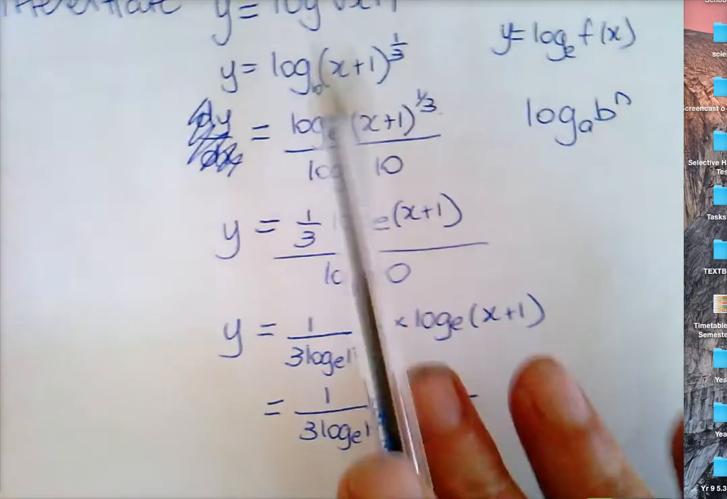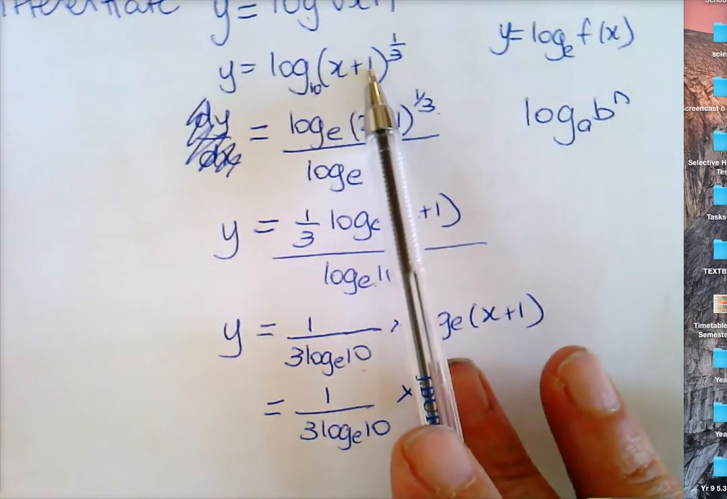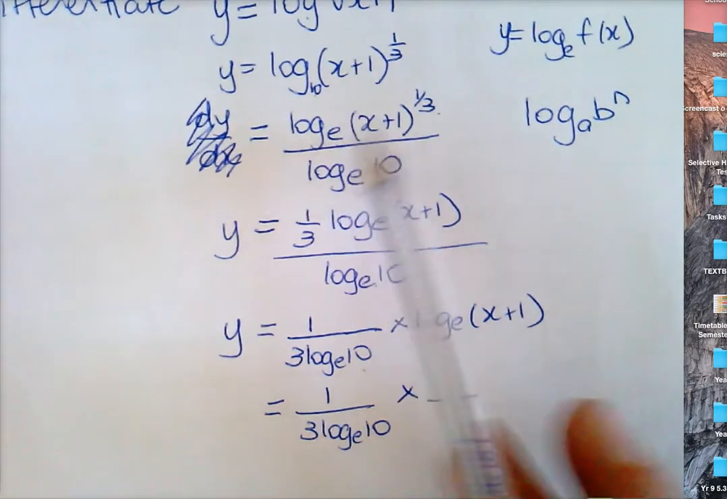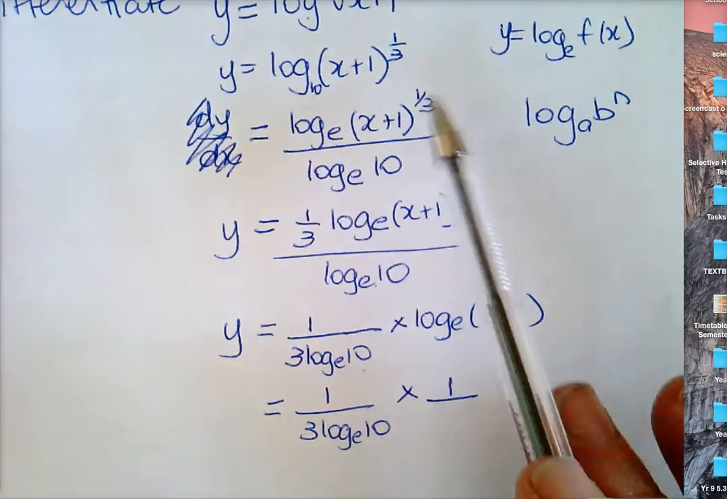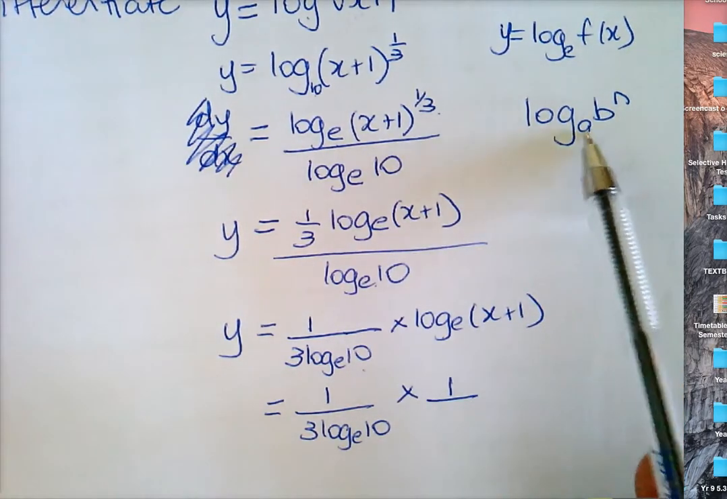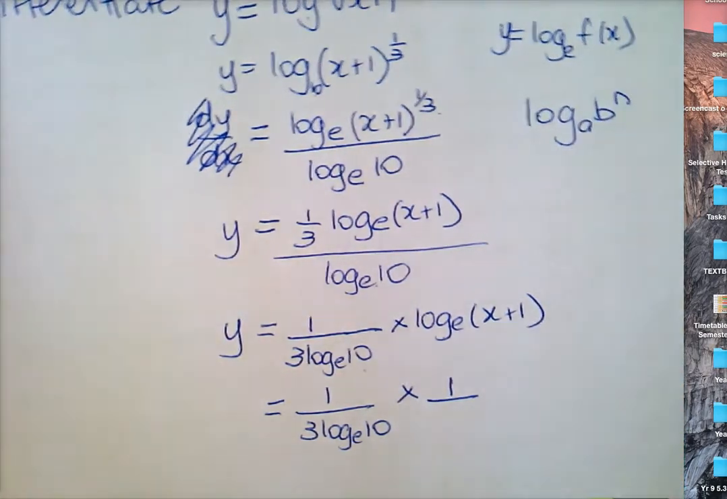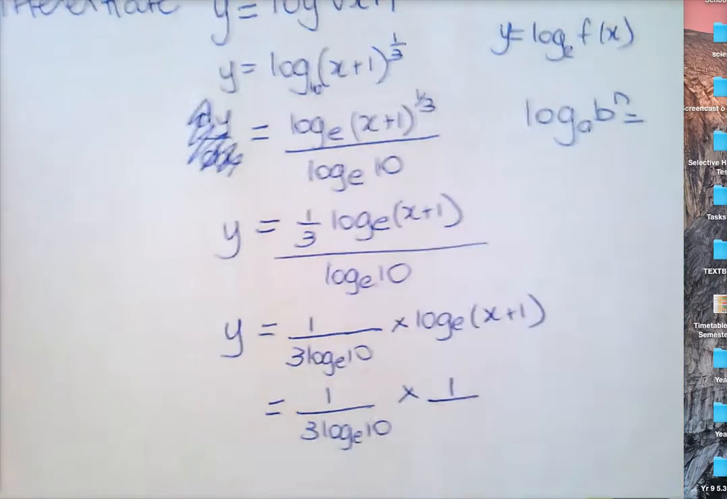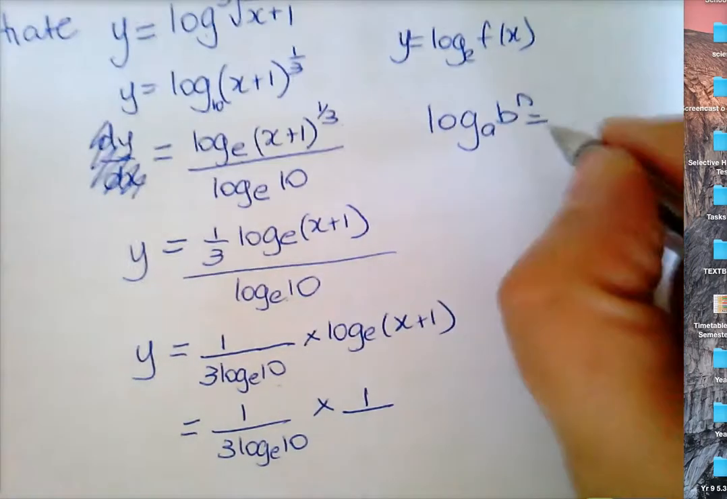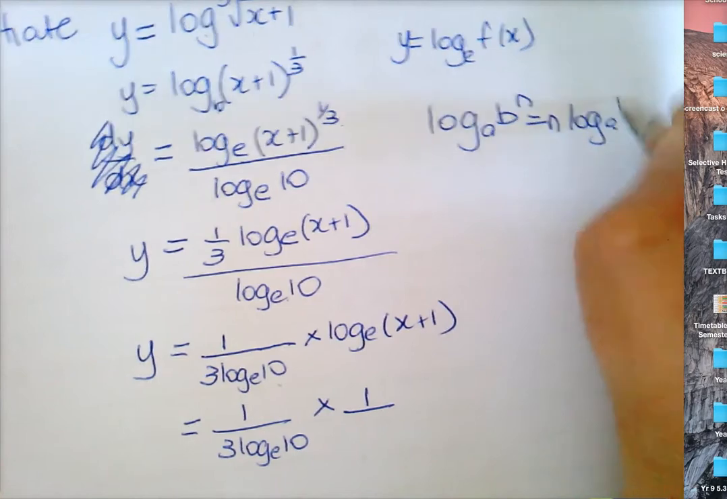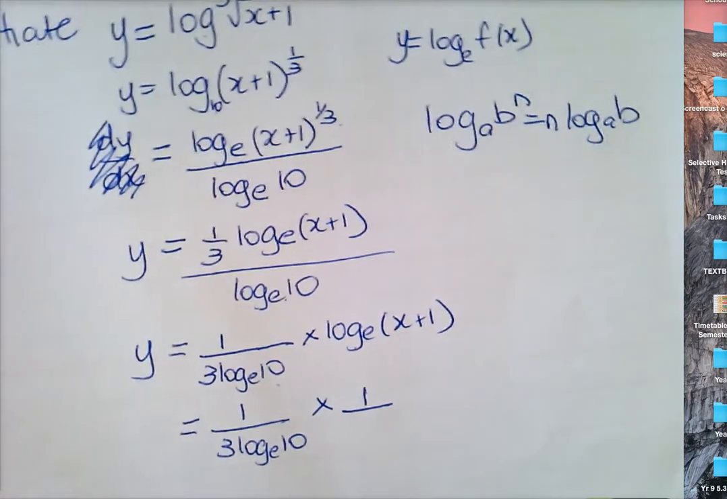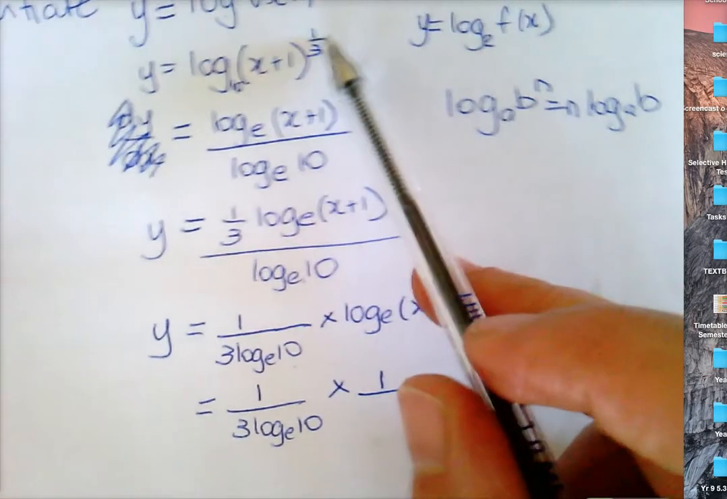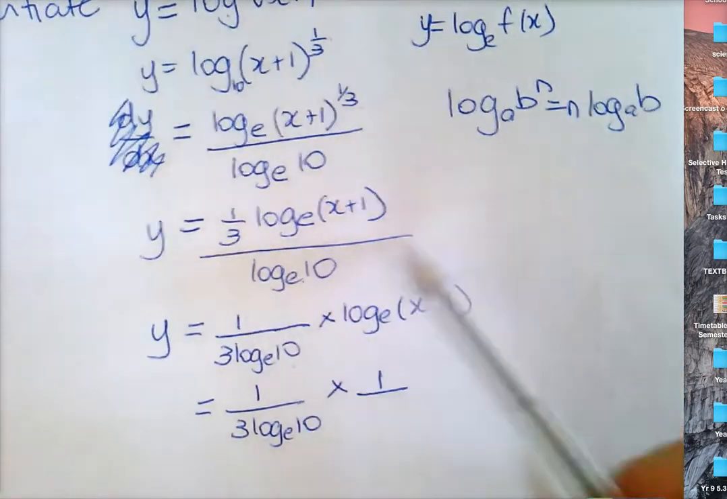So, girls, this is base 10. We had to fix that to base e. Then, this is log to base a of b to the n, or x to the n. It doesn't matter what you put it as. The n can come down as n log base a of b. So we need to apply that rule there, with the power coming to the front.